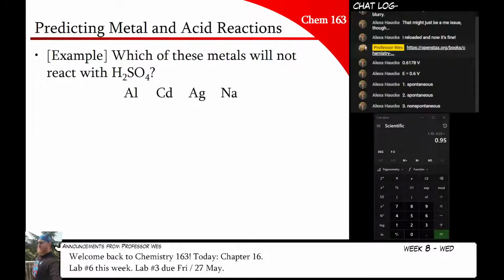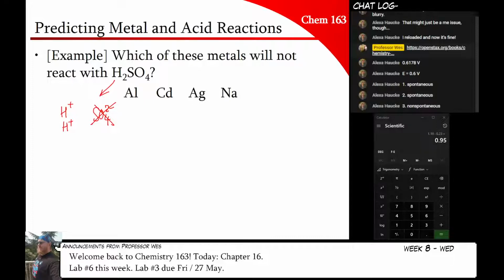Alright, so let's do an example here. Here are a bunch of metals. Which of these will not react with sulfuric acid? Now, sulfuric acid is going to turn into two things. It's got my H pluses and it's got a sulfate. Can sulfate be oxidized? Let's see here. Or, I'm sorry, can sulfate be reduced? SO4? This does not show up on the chart of standard reduction potentials. I do not see sulfate in here anywhere. So we're going to ignore it.